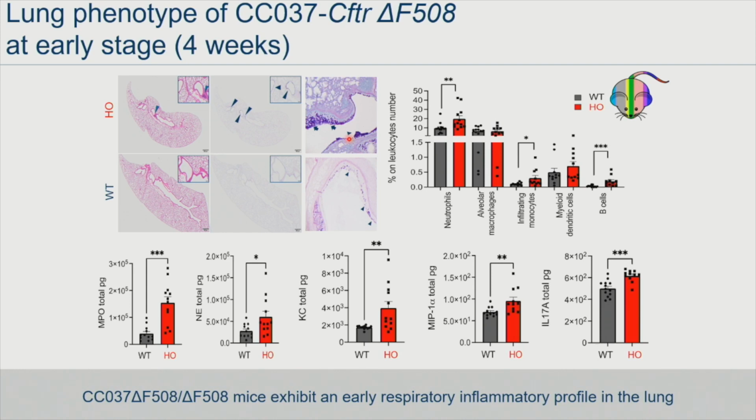Then we shift to FACS analysis, and if we look at the FACS analysis, we can show that at the early stage, CF mice have an increased presence of neutrophils in the lung, increased infiltrating monocytes and B cells, and this difference is significantly different compared to the wild type. In terms of cytokine response, we detected increased KC, MIP1 alpha, interleukin 17A in HO mice compared to the wild type. We also detect increased neutrophil elastase and myeloperoxidase in the lung of CF mice. So from this picture, we can conclude that at the very early stage, these collaborative cross mice with the delta F508 mutation have an inflammatory profile in the lung.